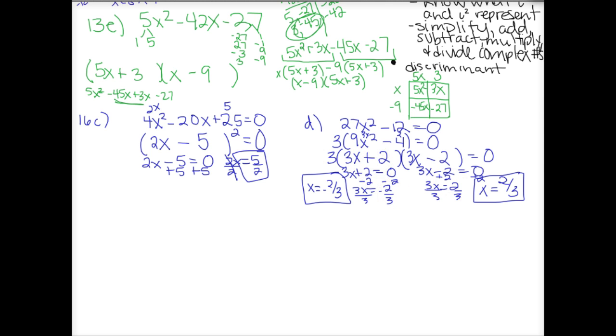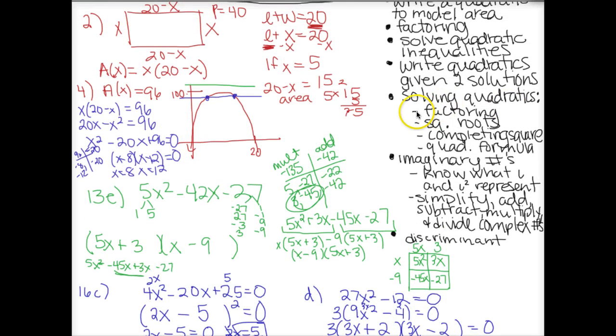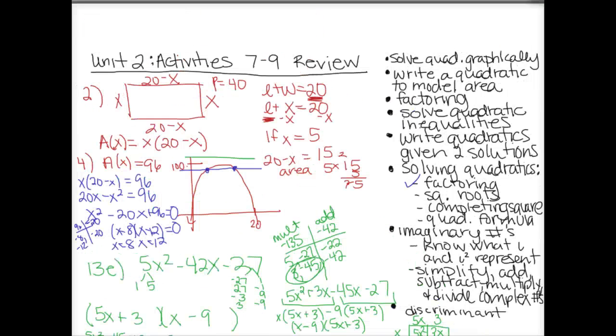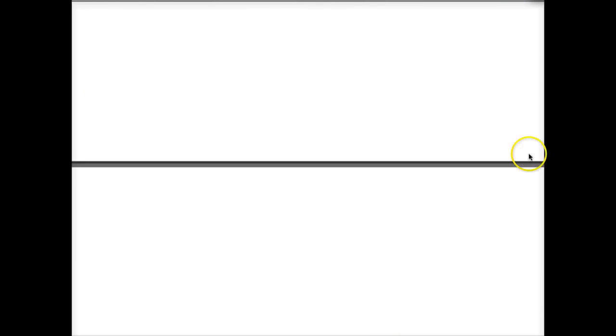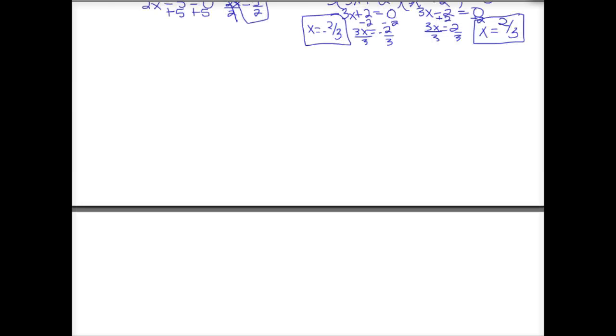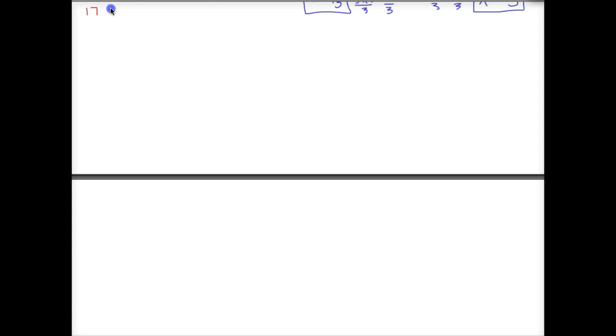All right, so next on our list, so we talked about solving by factoring. We talked about factoring by itself. We talked about this and this. So let's look at writing quadratics given solutions. So an example of that is what we have in 17. So let's look at 17C, where they give you the solution x equals negative 7 over 5 and x equals 1/2.